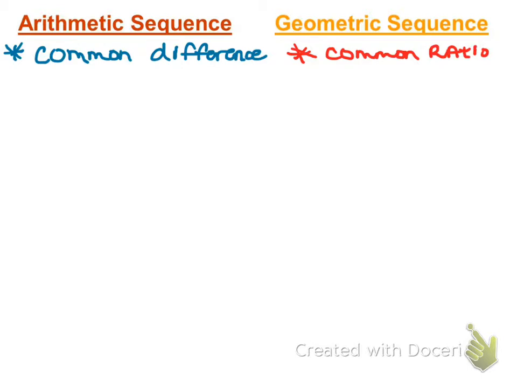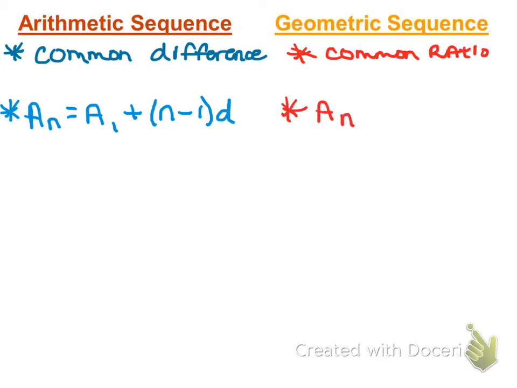Okay. To write the rule for any number of terms in an arithmetic sequence, remember any term can be found by taking the first term and adding n minus 1 times the common difference. In a geometric sequence, we write the rule for any term by taking the first term and multiplying it times the rate raised to the power of n minus 1.